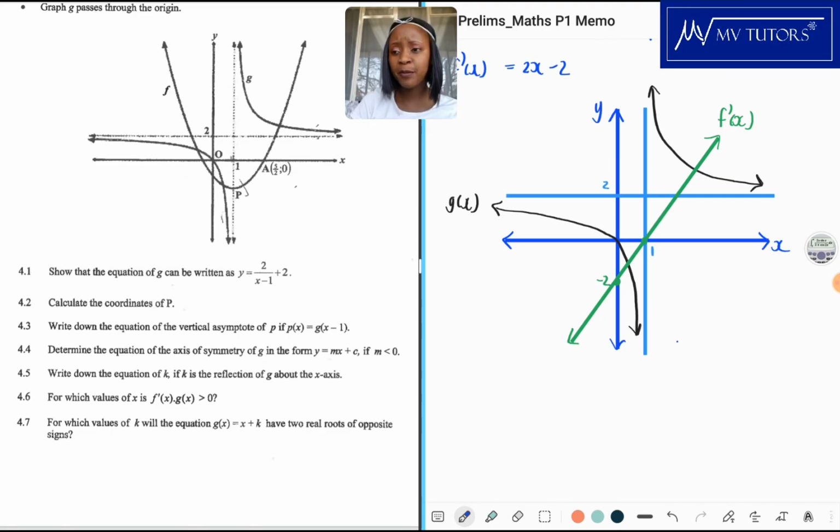So if f prime times g is bigger than 0, just bigger than 0, not equal to 0, what values should f and g have? Well, basically, negative values for g and negative values for f prime will give me a value higher than 0. Positive values for g, positive values for f prime will give me positive. So if I look at g here, I have positive values, right? Until I reach 0. Here I have negative values, so that will not work.